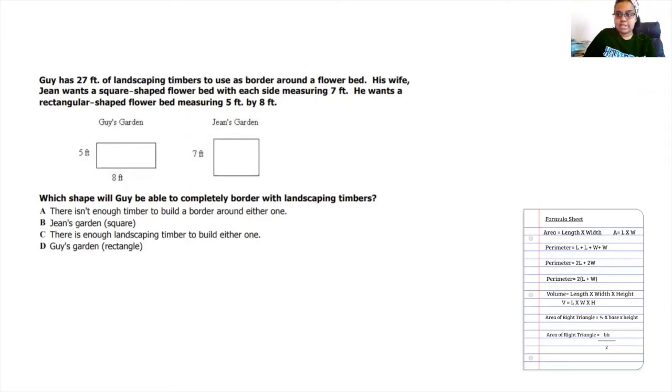All right, the first thing that pops up to me in this problem is border. I know that border is talking about going around the outside. And when I'm talking about going around the outside, I know that I'm talking about perimeter. So I'm going to use one of my formulas for perimeter for this problem.